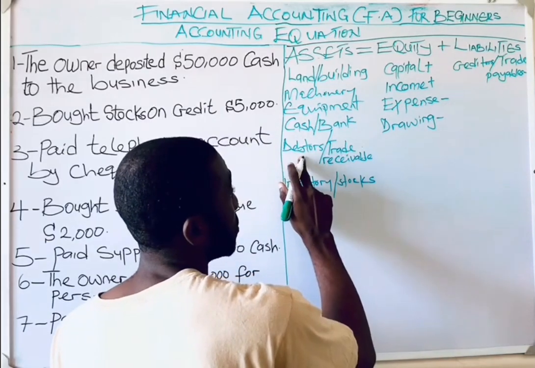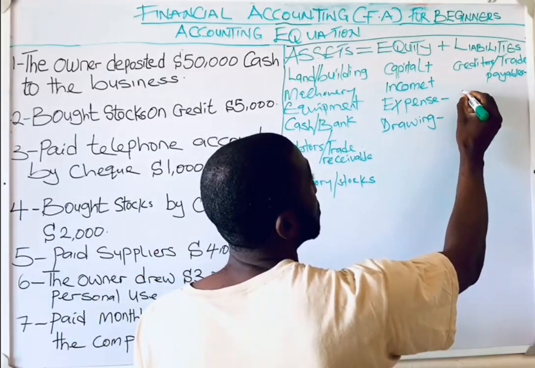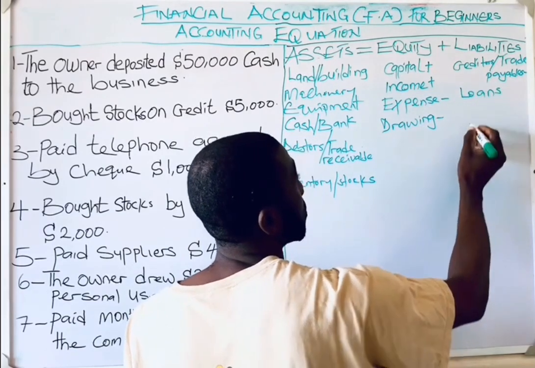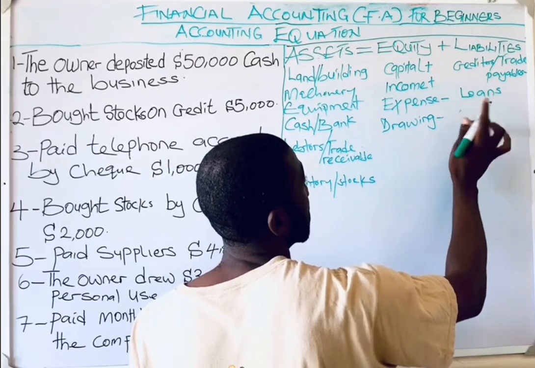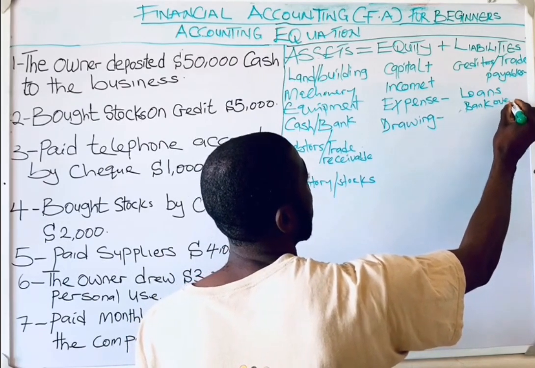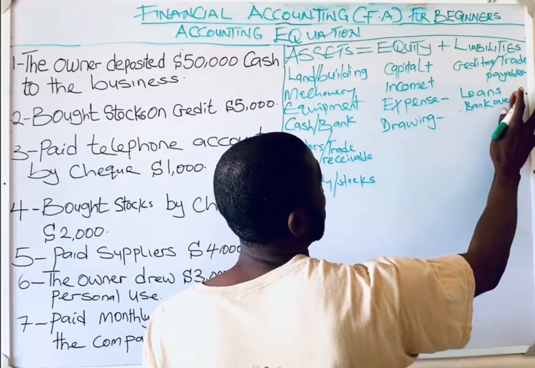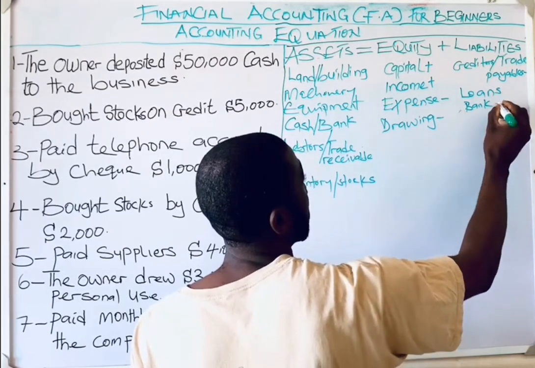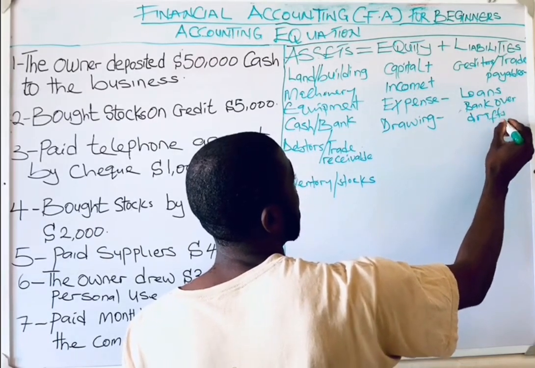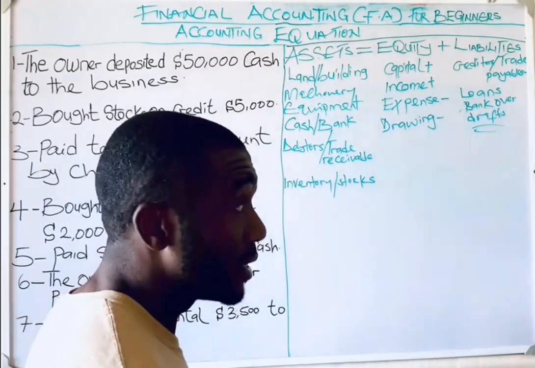The opposite of debtors or trade receivable. Then we have loans, and bank overdrafts. Bank overdraft. So for this level, these are your liabilities.